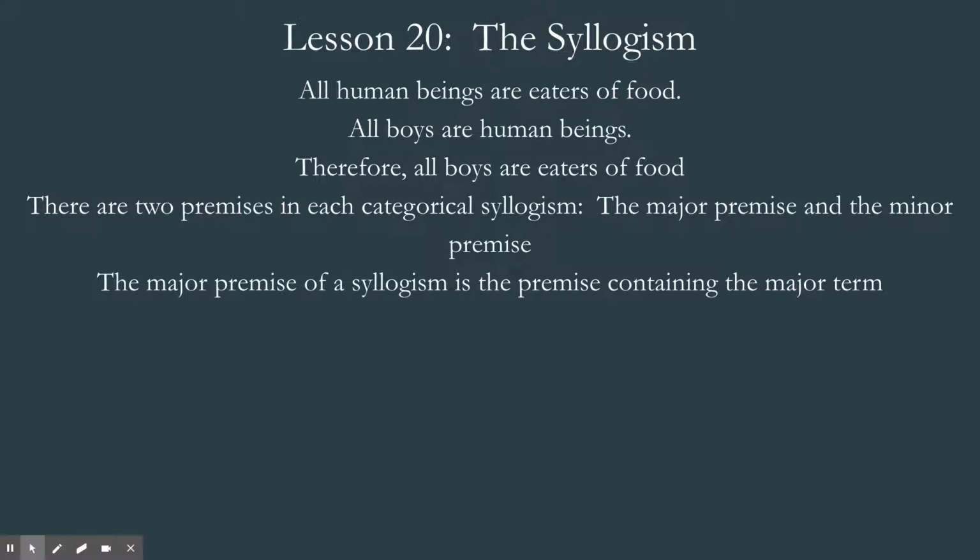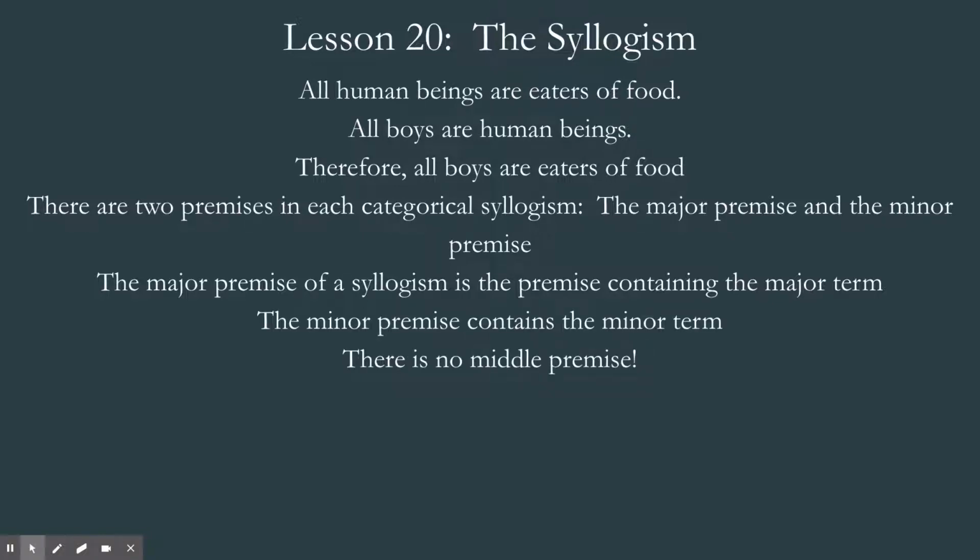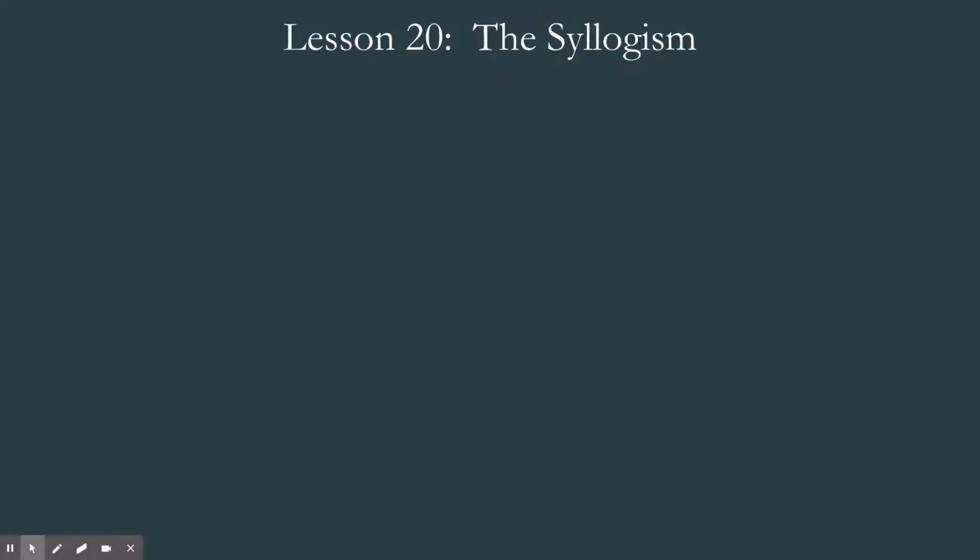Minor term. Yes, it's the one containing the minor term. And good news, sports fans, there's no middle premise. Okay? We found our major term, our minor term, and our middle term, which means we know where our major premise is, we know where our minor premise is, and there's not a middle premise. So we're pretty much done, with one thing left to do. We got to put it in the right order. And that's what we're going to talk about next.